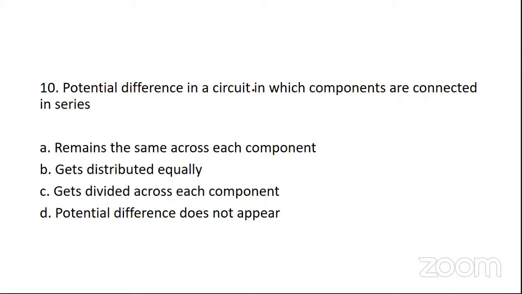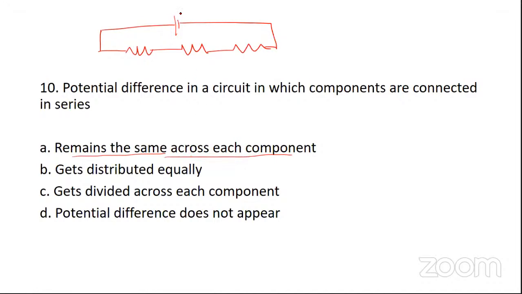All right. See, the question is about the potential difference in a circuit in which components are connected in series, like we have different components. Suppose we take only resistors just for simplicity, and there is a potential difference connected. Then it's asking if the potential difference remains the same across each component. Suppose I have been given 5 volts over here. So the first option says that across the first, second and all of them there will be a 5 volt difference.